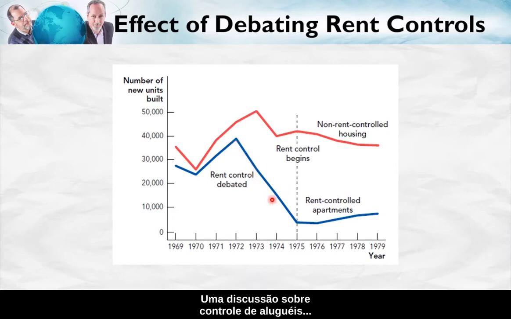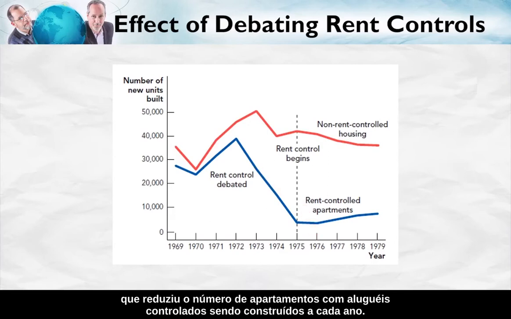A discussion of rent controls reduced the number of apartments being constructed. We've also put, by the way, in red, the number of non-rent-controlled housing that was being built at the time. And you can see it didn't change very much. So this illustrates that it was the rent control itself and not other factors in the market, such as the state of the economy, which reduced the number of rent-controlled apartments being built every year. So this illustrates how rent controls can create a shortage by reducing the supply.